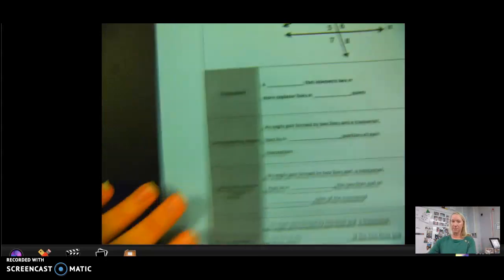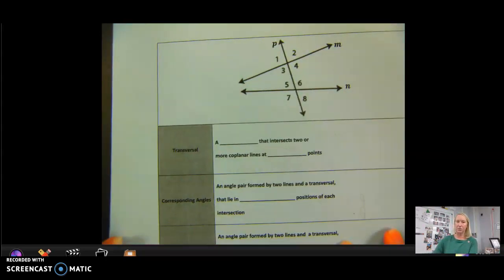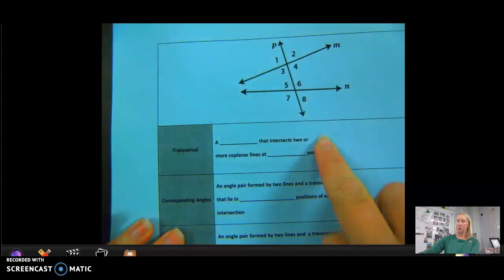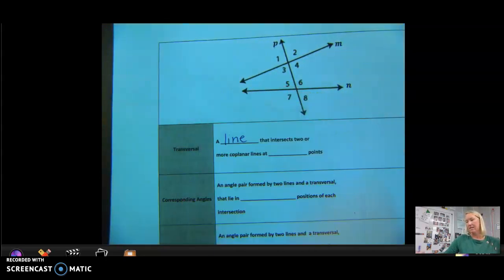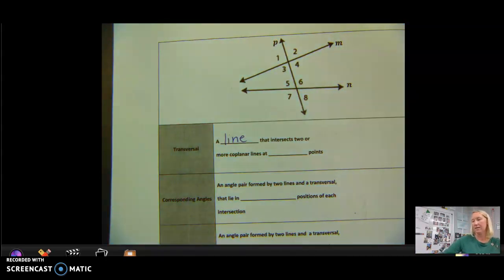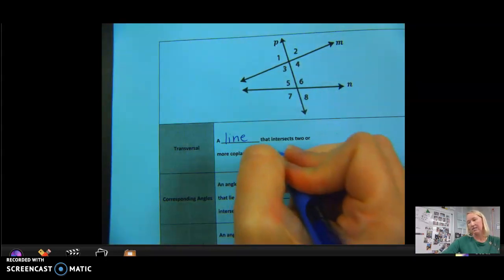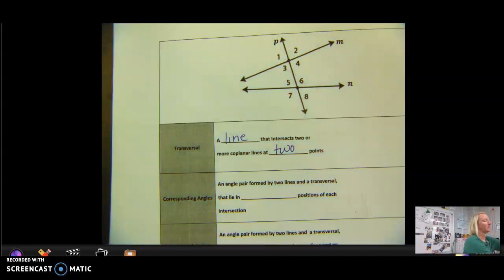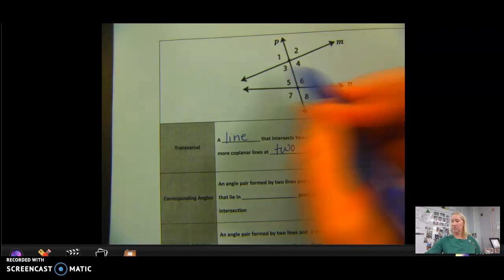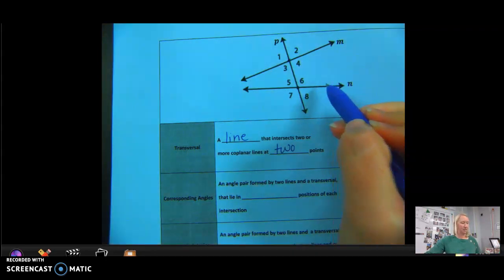So a transversal, what a transversal does is it cuts through two other lines, okay? So it is a line that intersects two or more coplanar lines at intersecting points, or at 2 points. So it intersects this line and this line at those points. So P, in this situation, would be my transversal. So P is my transversal, and it intersects M, and it intersects N. Okay?